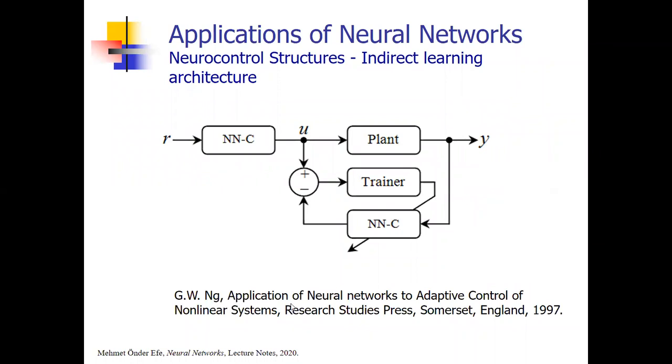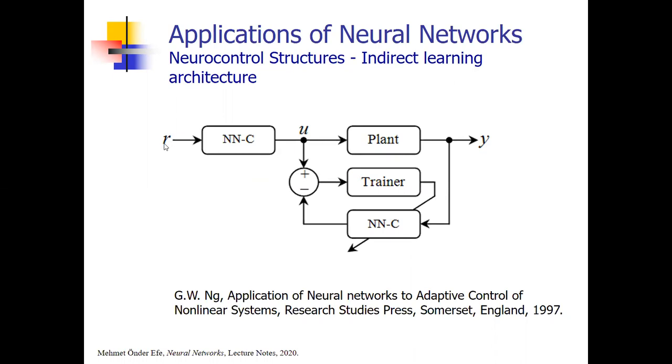Nick's book is here. It was published in 1997. There are a number of figures that discuss different control configurations of neural network-based mechanisms. This is known as the indirect learning architecture. Well, we already discussed it.